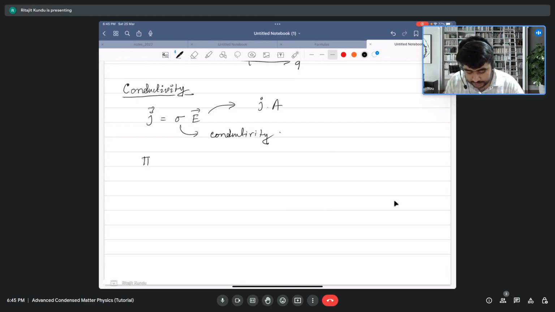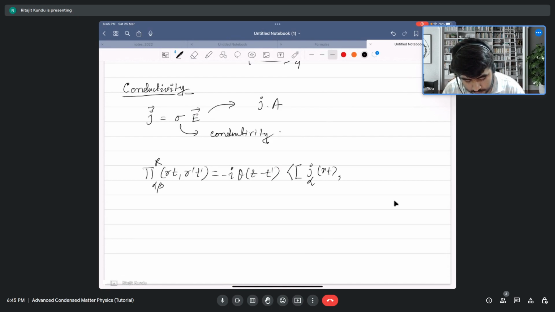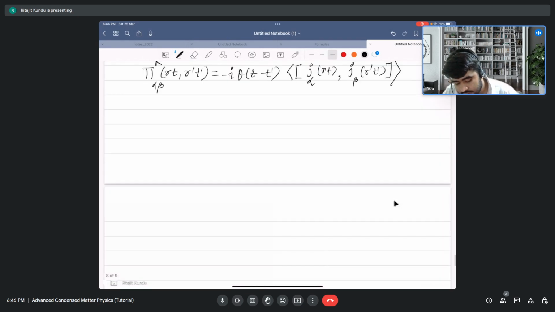So naturally we're interested in a correlation function which looks something like this: pi alpha beta of r, r prime, t, t prime. This is a retarded function, so I'll write it as minus i theta of t minus t prime, times the expectation value of the commutator of j alpha (r, t) and j beta (r prime, t prime). Alpha and beta are directions x and y, and if this is 3D, then also z. This is what the correlation is, and this will give rise to the conductivity.